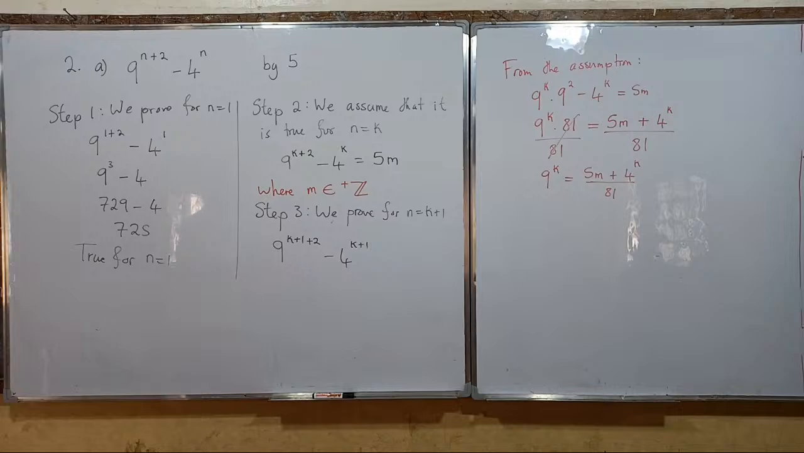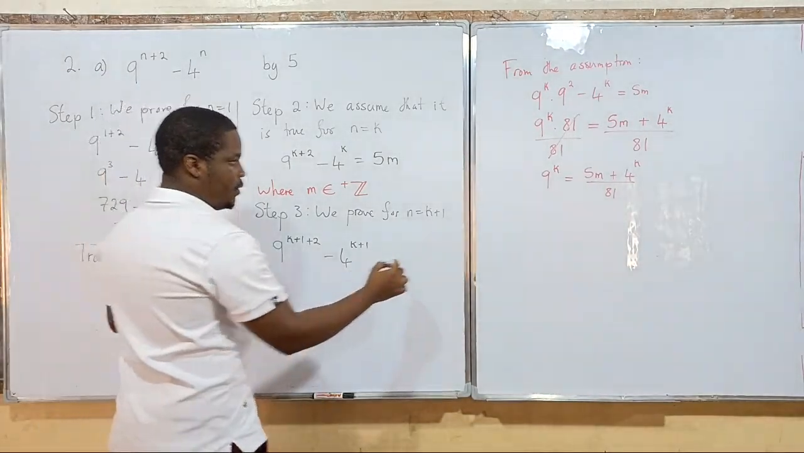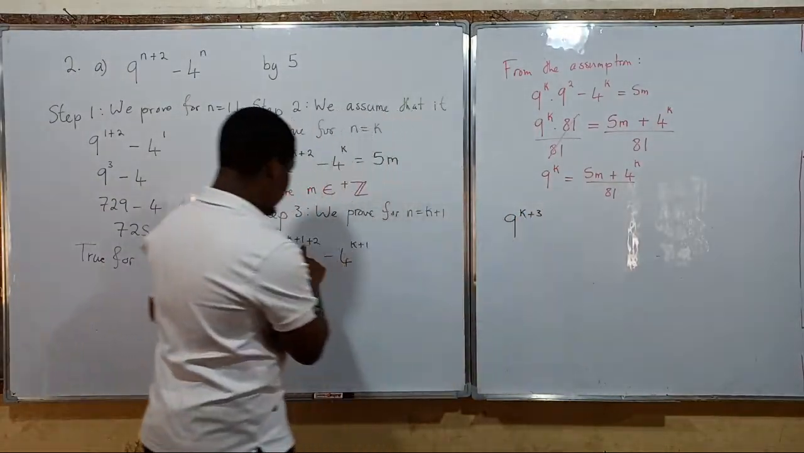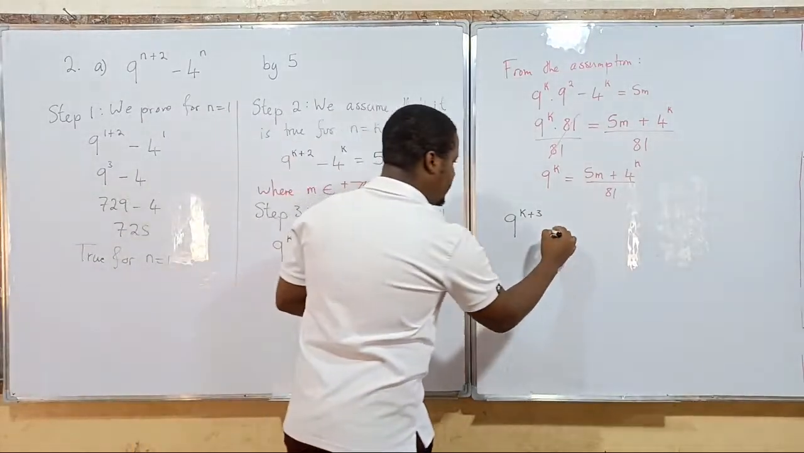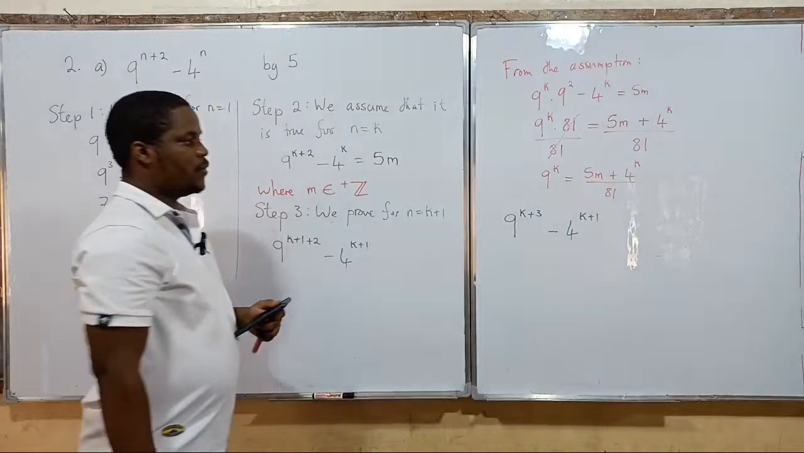Okay. So now let's bring back this guy. What we have here will be 9 to the k plus 3, minus 4 to the k plus 1. That's what we have.